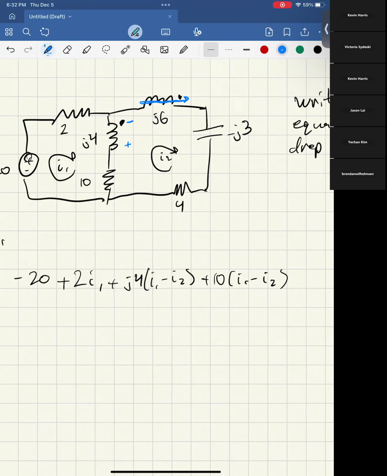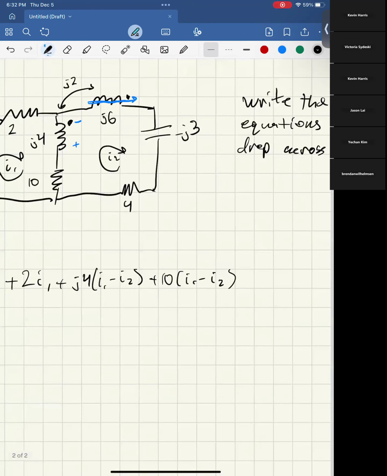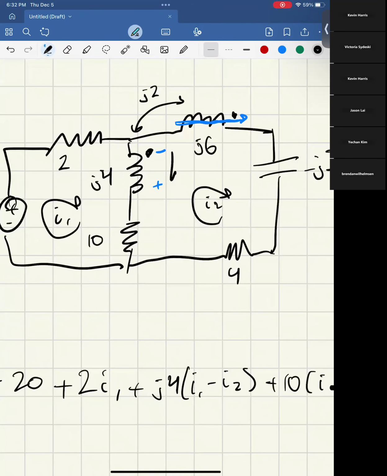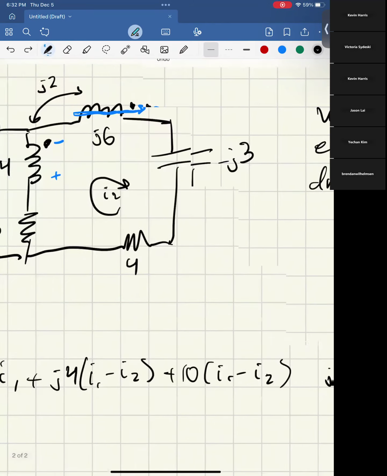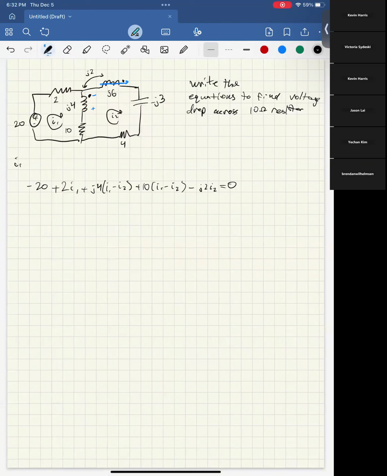So we have this extra term here, and I forgot to write the mutual inductance is J2 ohms. So here we have our mutual inductance times I2. So we have J2 I2. And here, since we have a voltage rise in the direction of our I1, in terms of this loop, this would be negative. And then we say that equals 0, and that's our first equation.